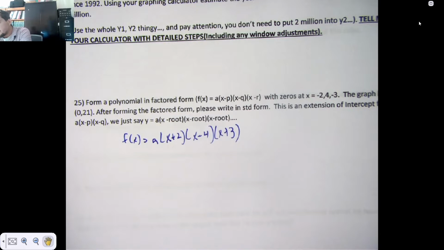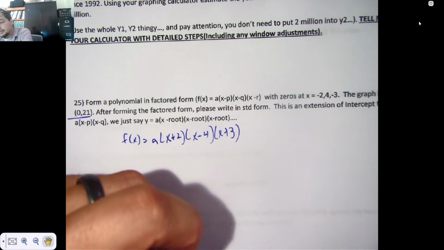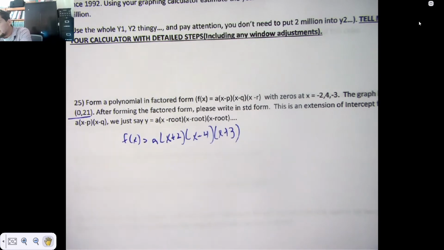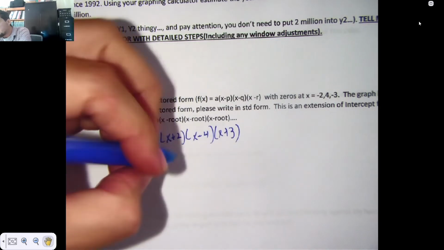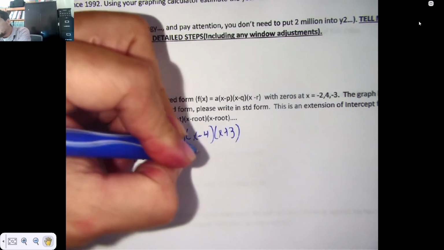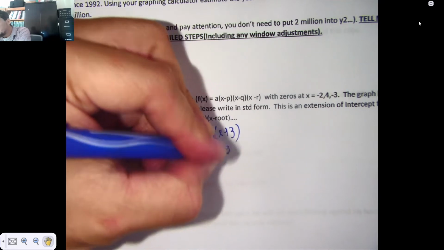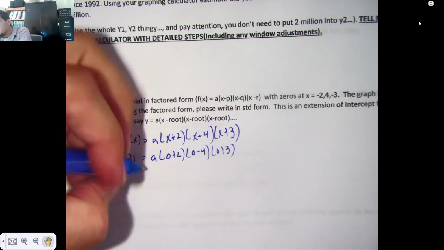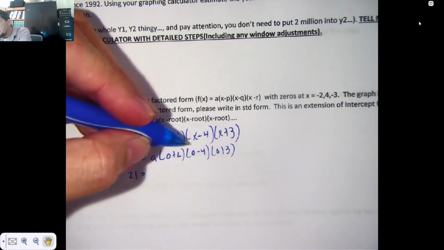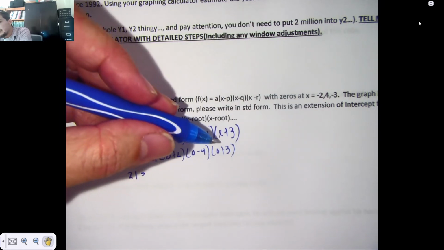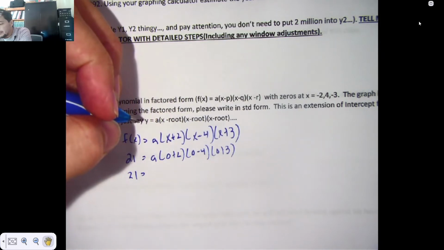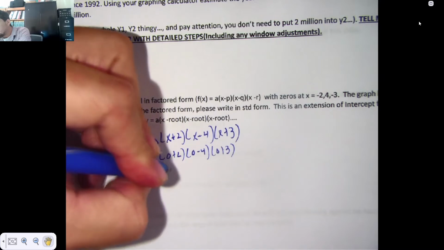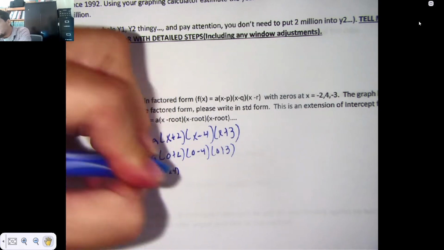That's easy. Now, it's probably easier to figure out a first. You've got this point (0, 21). Everywhere I see a y, I put 21, and everywhere I see an x, I put 0. So that's my plug-in step. I have 2 times -4, which is -8, times 3, which is -24. Boy, doesn't that kind of suck. That does kind of suck.